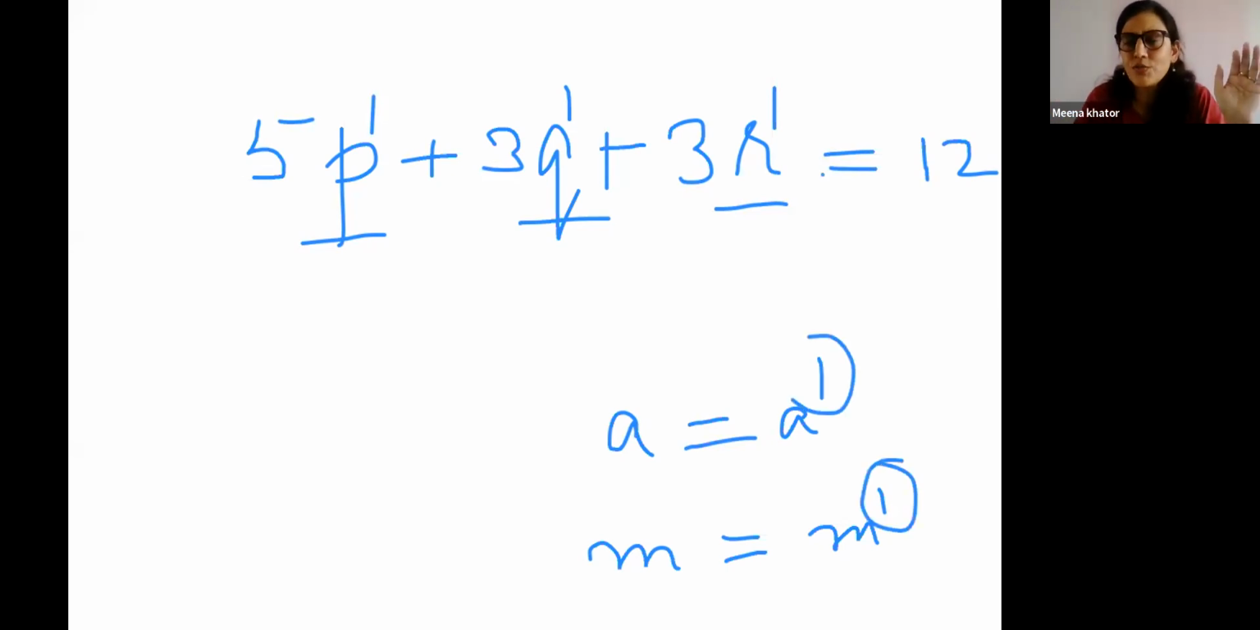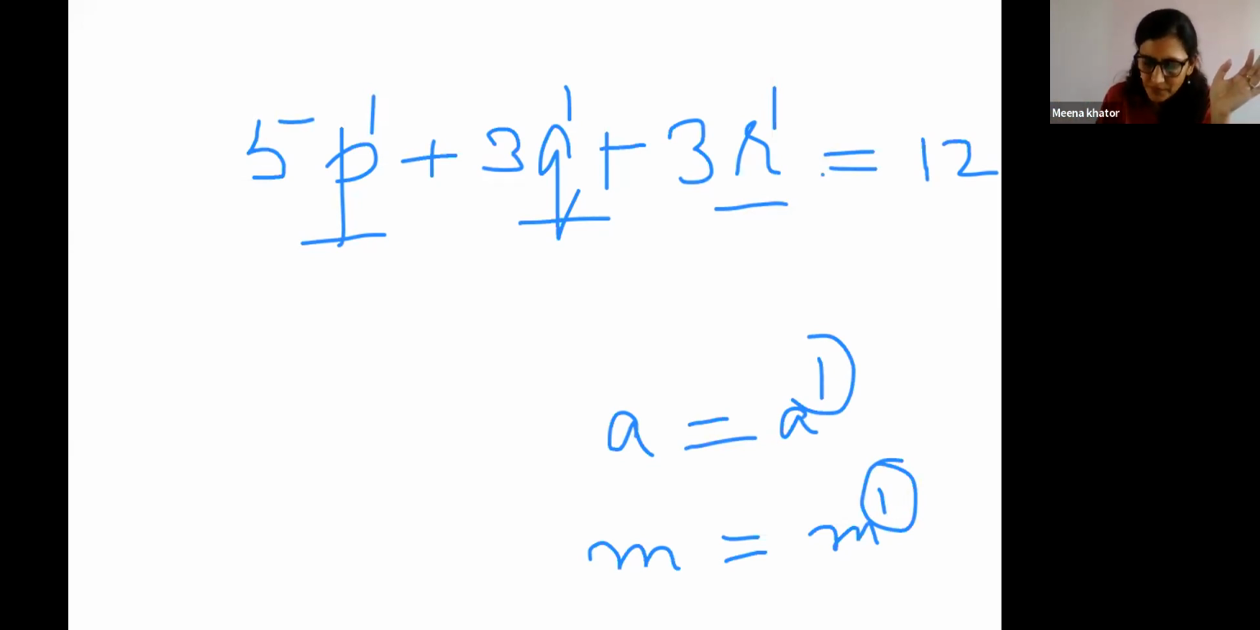In prime factorization, we do write, right? And even if you don't write, it is understood, beta. You understand? Even if you don't write, your answer is not wrong. We write just to make it more clear, right? So if I write a is equal to a to the power 1, it is not wrong. If I write just a, it is not wrong, right?